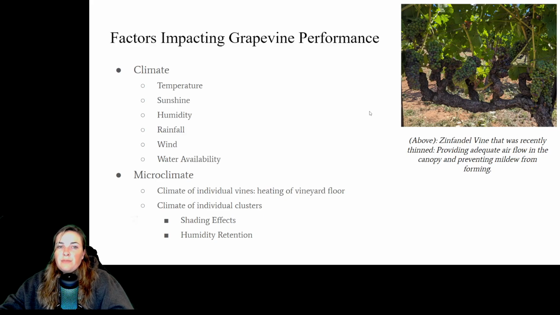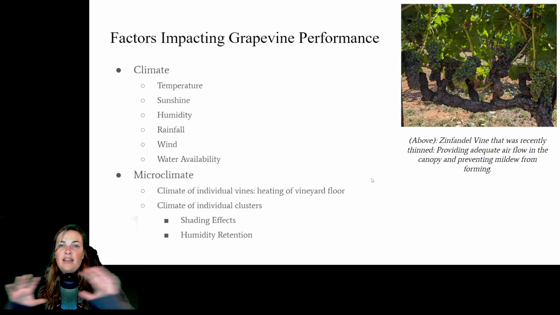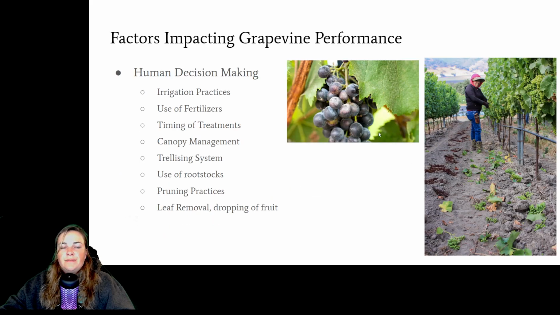Other factors that would impact your grapevine performance would be your climate, right? So the temperature of your growing season, how much sunshine do you get? Is it humid? How much rainfall do you get? How much wind, water availability? There's also microclimate. So speaking of the canopy of the vine specifically for a microclimate, and the heating of your vineyard floor, climate of individual clusters like shading, humidity retention. So there's a lot that goes into this that we often don't consider.